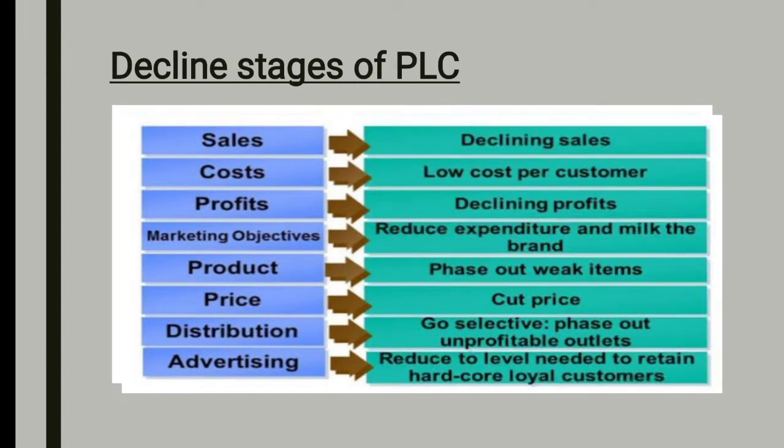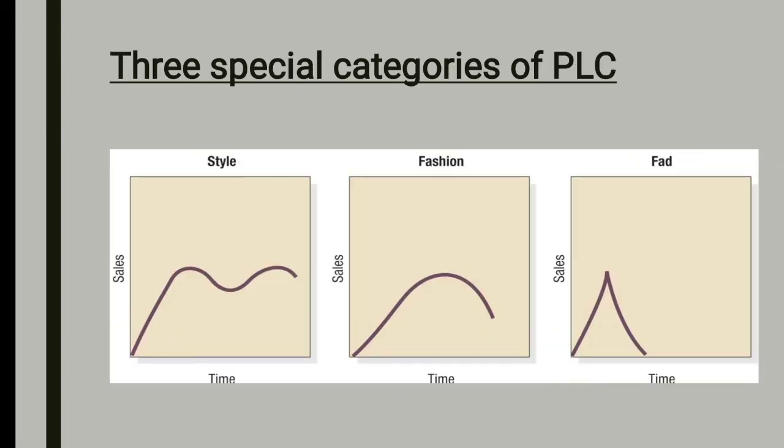Next is the decline stage. Sales are declining, the cost per customer is low, and profit is declining. The marketing objective is to reduce expenditures, and the product phases out weak items. Prices are cut, distribution goes selective and phases out unprofitable outlets. Advertising is reduced to the level needed to retain the hardcore loyal customers.